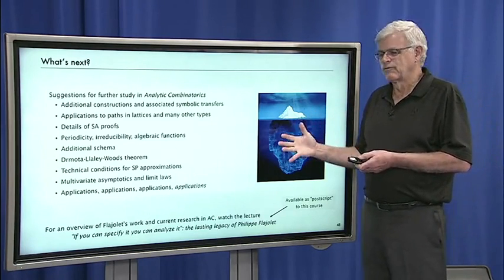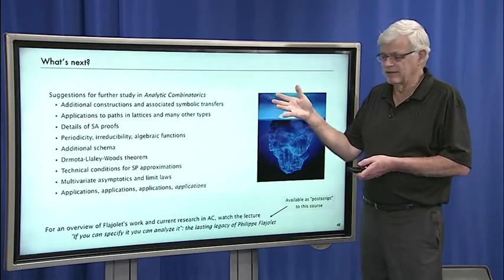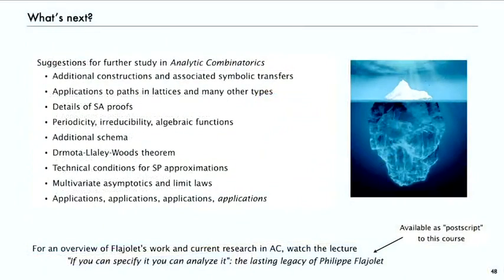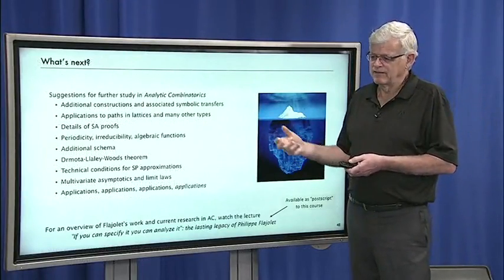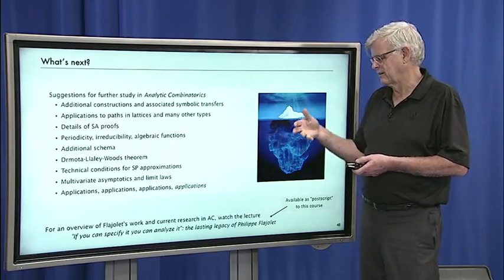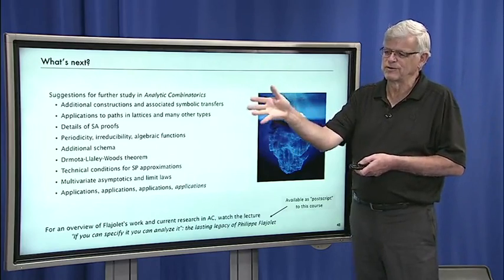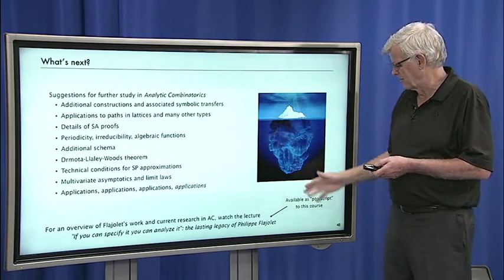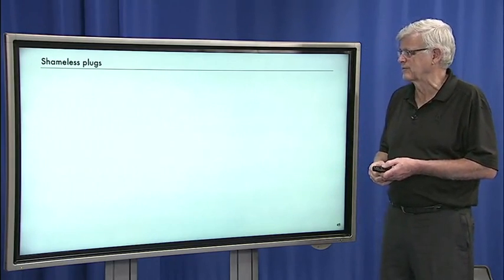So for an overview of what's going on recently and also of Flajolet's life's work and papers, I recorded a postscript to this course called "If You Can Specify It, You Can Analyze It," The Lasting Legacy of Philippe Flajolet. And that's the second part of a lecture that I gave earlier this year. The first part was the preview of this course. So take a look at that if you're interested in further study in analytic combinatorics.